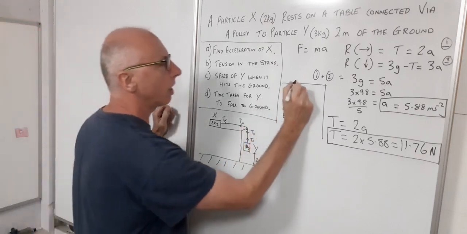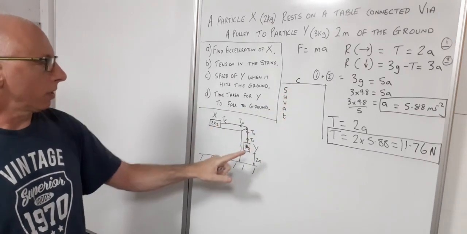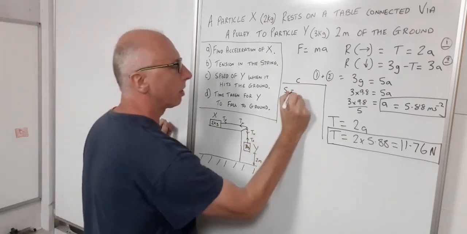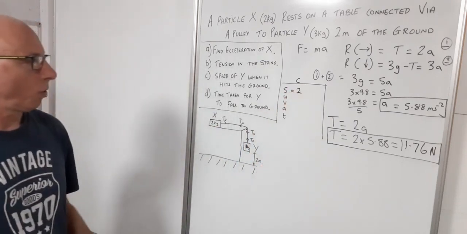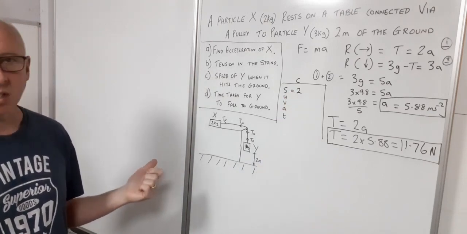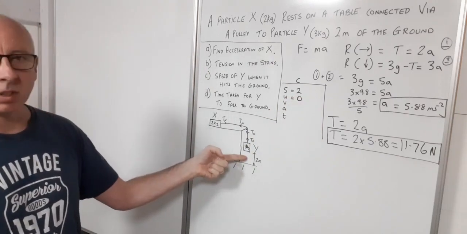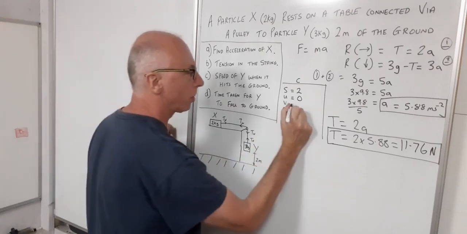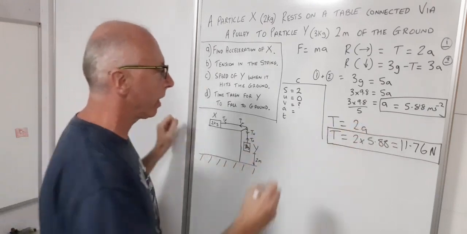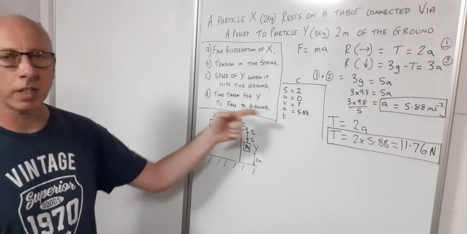So for question C, so if I put C up here, what's my displacement for this one? Speed of it when it hits the ground? Well, it's going to move 2 meters. So displacement is 2. What's my initial velocity? Well, my initial velocity is going to be 0. Velocity when it hits the ground, well, that's what I'm actually looking for. So that's the part of interest. And acceleration, I know, is 5.88. So I've got that. Now the time taken, that's going to be in the next question.